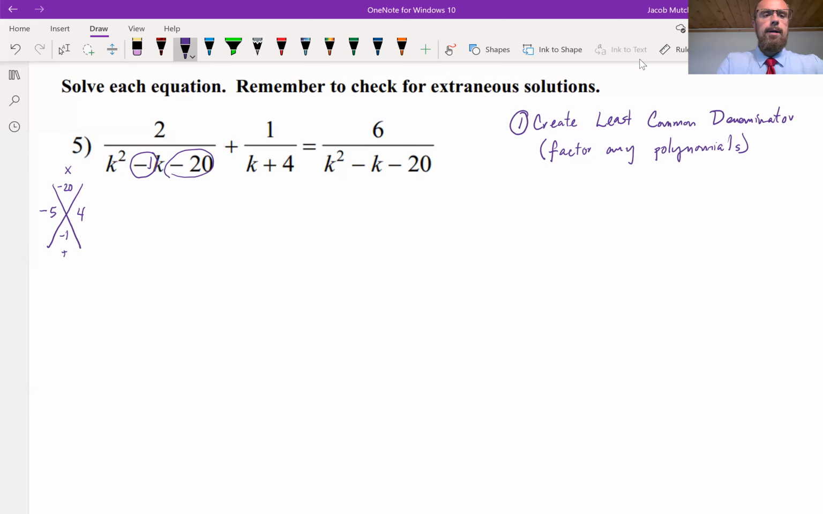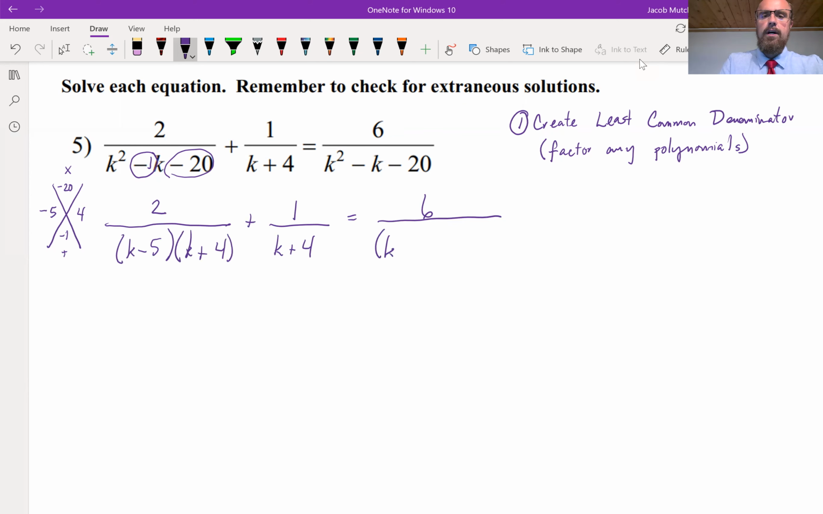So as a first step, I can rewrite this initial fraction as 2 over its factored form, k minus 5 times k plus 4. The reason we factor that is because it will help us to write our least common denominator. So I'm going to write the rest of the equation, 1 over k plus 4 equals 6 over the factored form k minus 5 times k plus 4. So notice we do have two occurrences of that k squared minus k minus 20. So their factorizations will be the same. Well, that tells me what my least common denominator is.